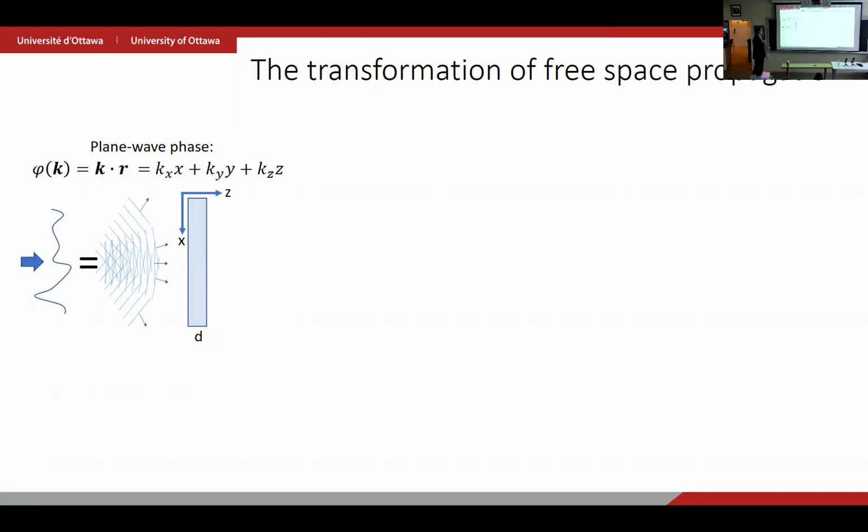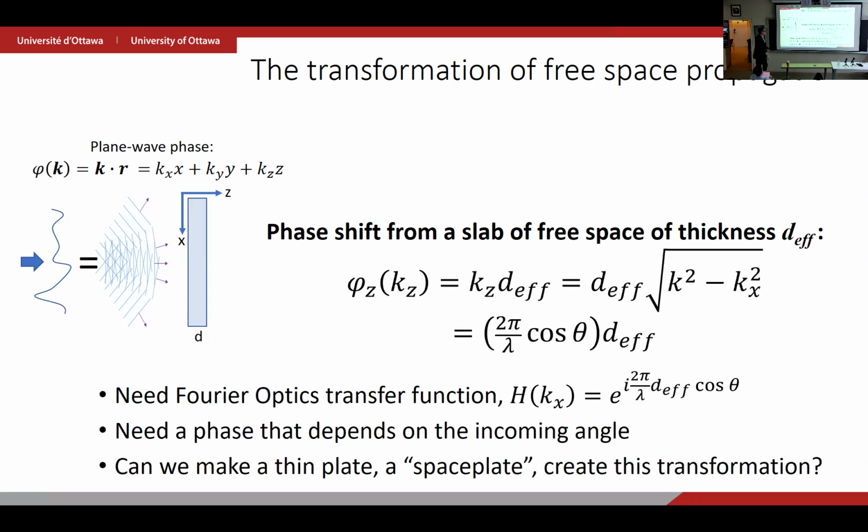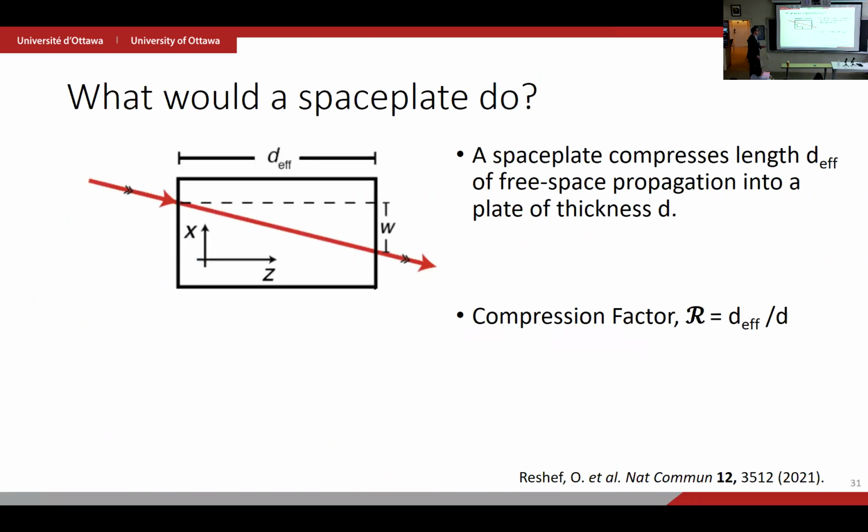Remember, angle is K, so you have a K-dependent phase. What exactly is that phase? It's actually kind of unintuitive, but it's essentially your KZ component times the distance that you propagate through, and then you can just write that in terms of your transverse component by Pythagorean theorem, or you could write it in terms of your angle. So in the language of Fourier optics, the transfer function that we're aiming for is this. We want to apply this phase as a function of Kx. So we call that a space plate.